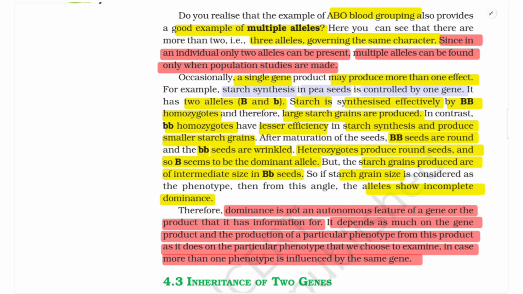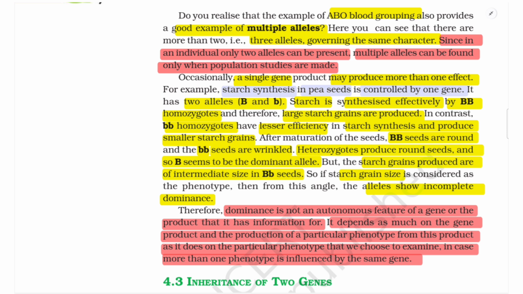For example, starch synthesis in pea seeds is controlled by one gene. It has two alleles, capital B and small b. Starch is synthesized effectively by capital B homozygotes, and therefore large starch grains are produced. In contrast, small b homozygotes have lesser efficiency in starch synthesis and produce smaller starch grains. After maturation of the seeds, capital B seeds are round and small b seeds are wrinkled.